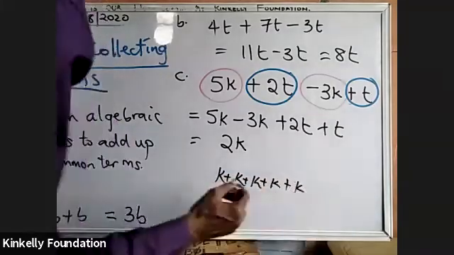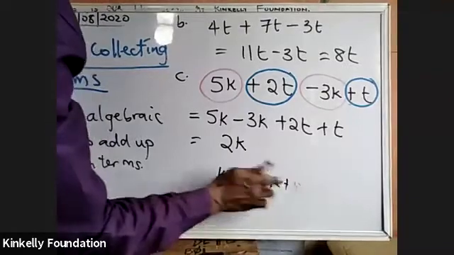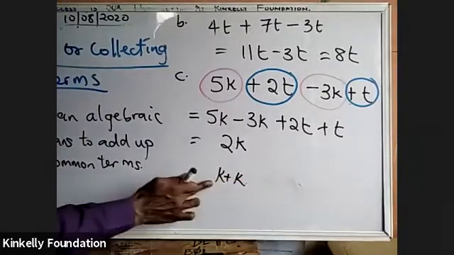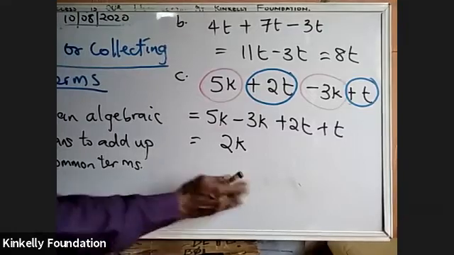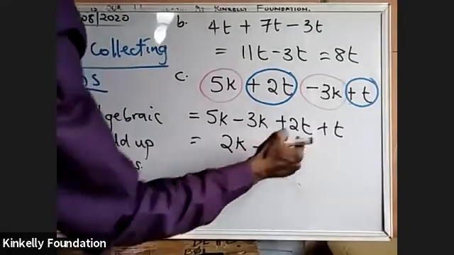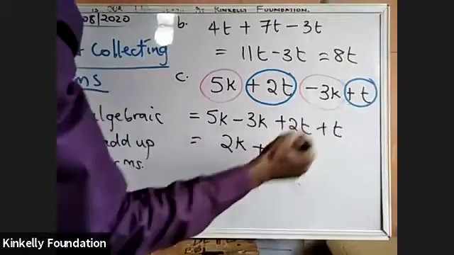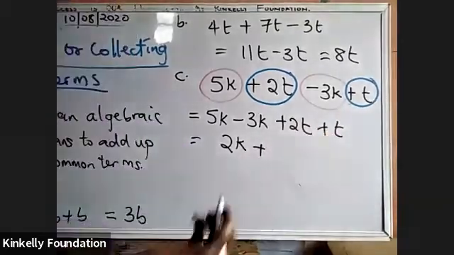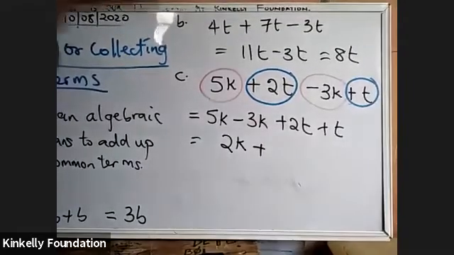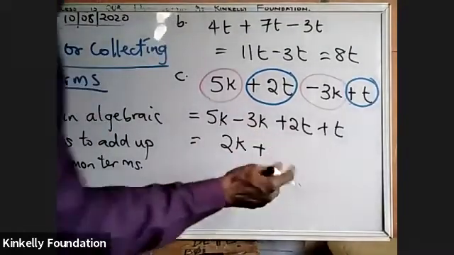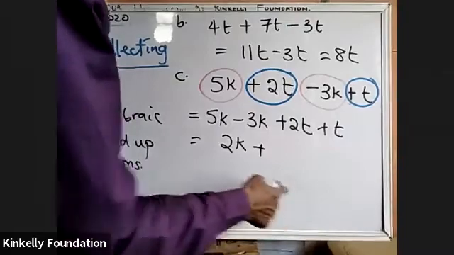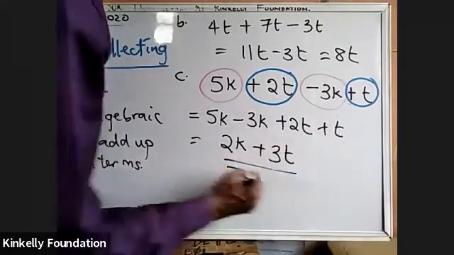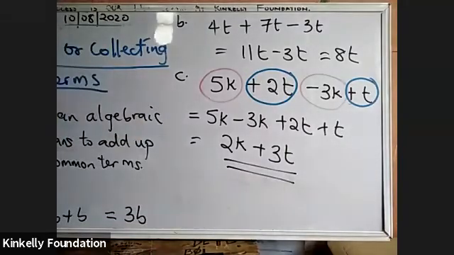You take away 3K. 1, 2, 3. What remains is only 2K. Now, plus 2t plus 1t. This is 1t. Here, there is 1 here, but so far as this is 1, any number you multiply with 1 is the same number or variable. Now we have 3t. This is the final answer.